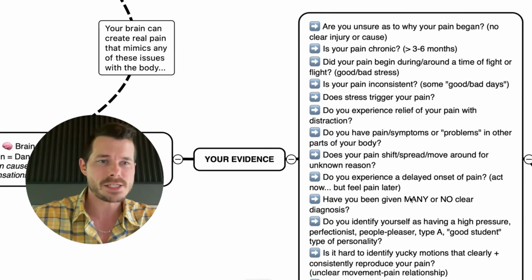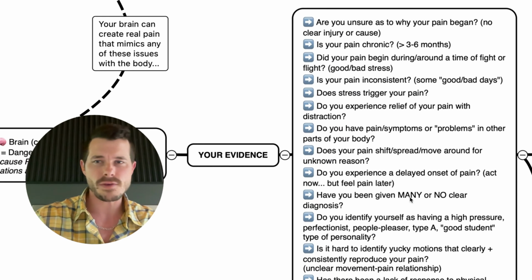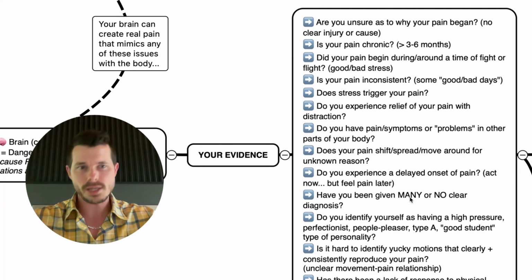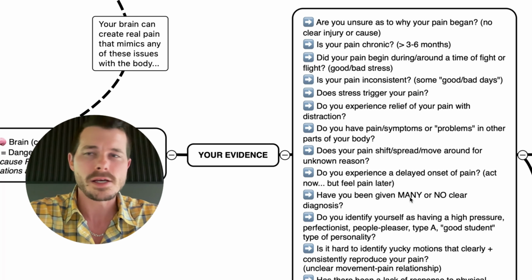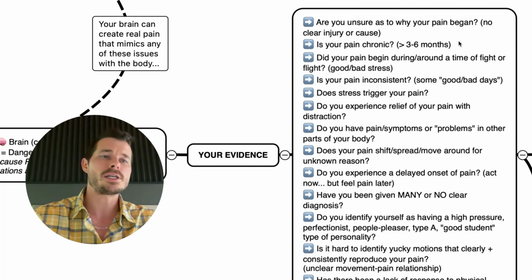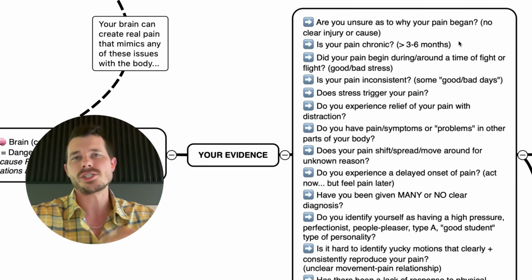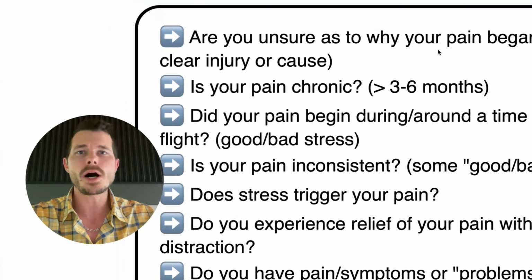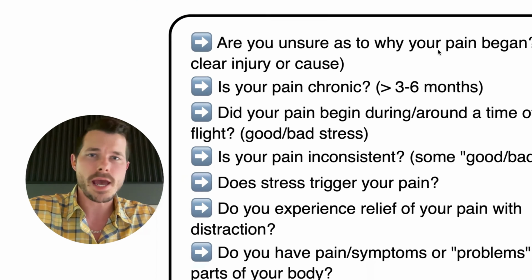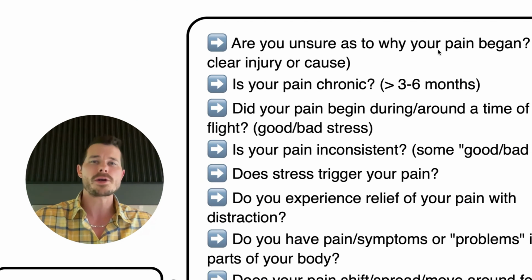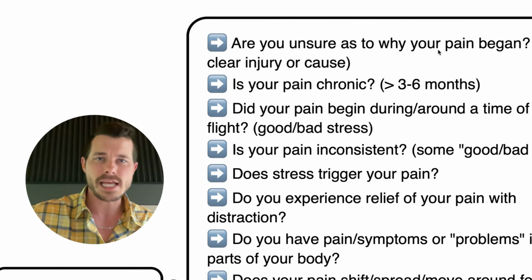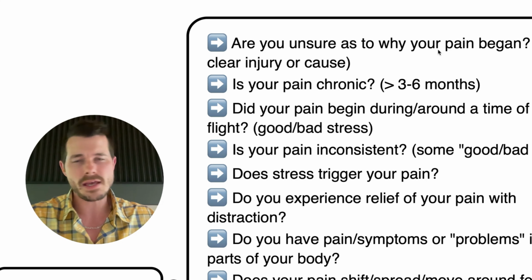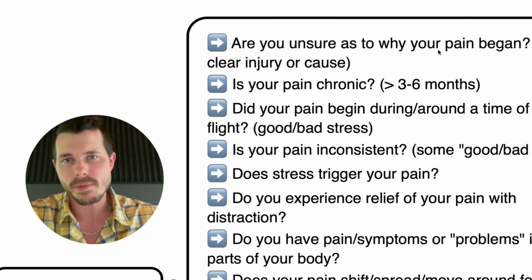So we just look at the facts here. We don't go based off of what you think or you feel or if you believe this is something that can happen. Just look at this and ask yourself if it makes sense. So first things first, I have 13 questions here. I want you to ask yourself these questions and simply answer yes or no. First one: are you unsure as to why your pain began? Meaning there is no clear injury or cause for why you hurt. I don't know about you, but generally when I damage something in my body, I'm pretty aware of it. If I hit my finger with a hammer, I know that I hit my finger with a hammer.